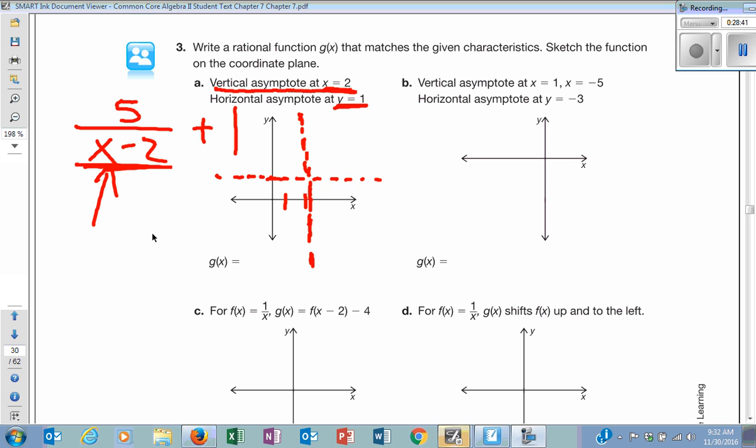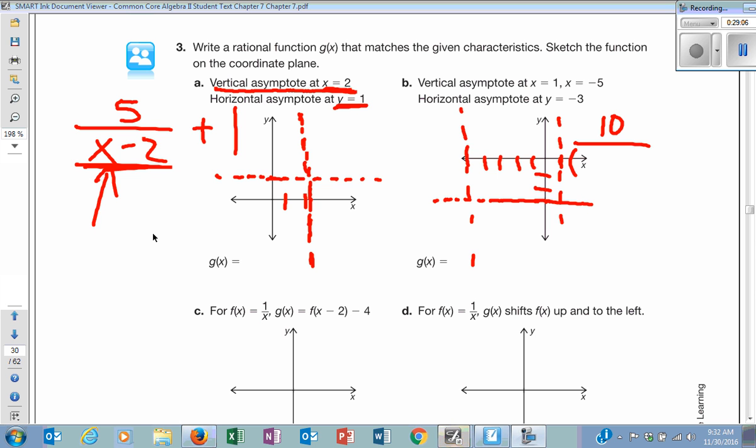Let's try again. Vertical asymptote at 1. So right there. Vertical asymptote at negative 5. Horizontal asymptote at negative 3. Okay, if I know that to be true, remember, this doesn't always have to be the same, but the top really doesn't matter too much to me right now. 10 over, what do I know? The bottom has to be 0.